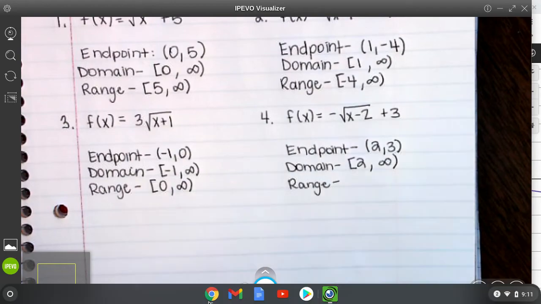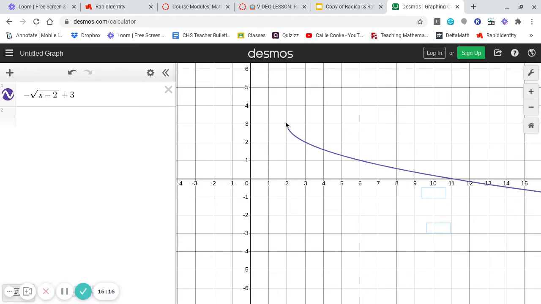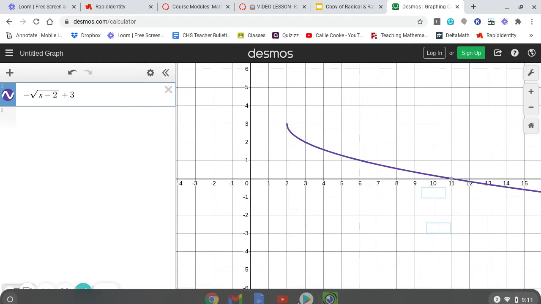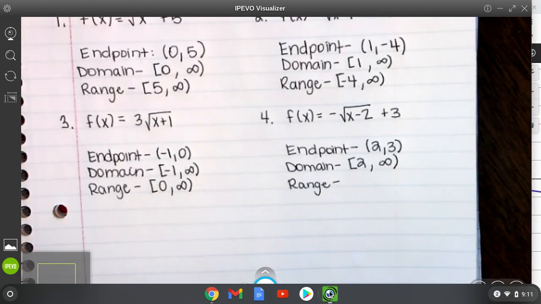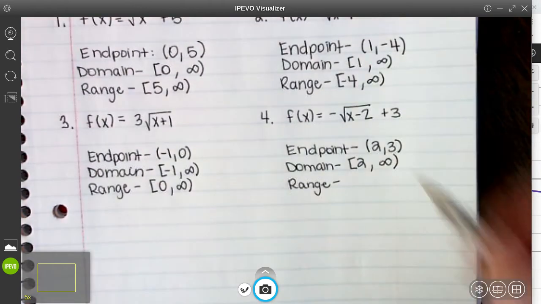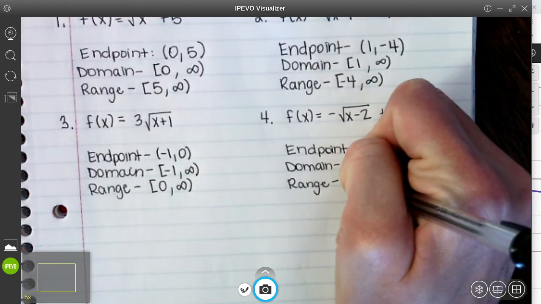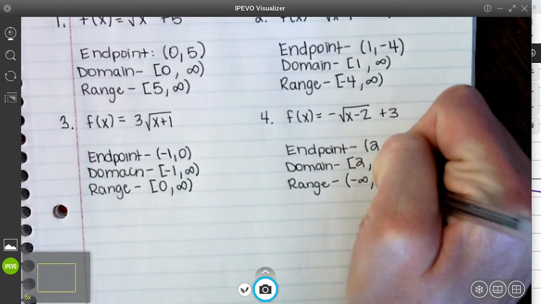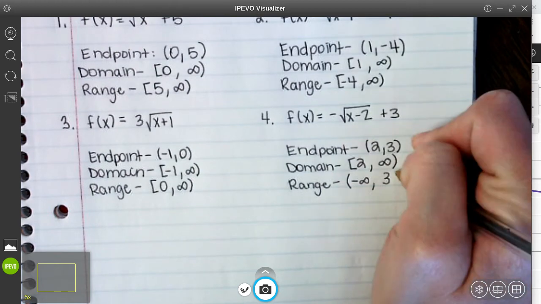Now let's look at the y values. We start at 3, but this time 3 is the highest y value, and we're going down. That means we're going to negative infinity. So we have a 3 and a negative infinity, but let's remember how to write that. You write the lowest possible number first. So it's parenthesis negative infinity to 3, the maximum y value.